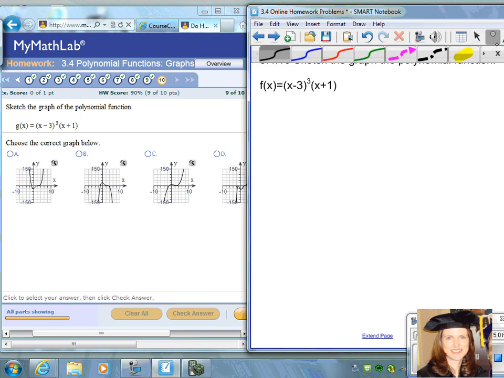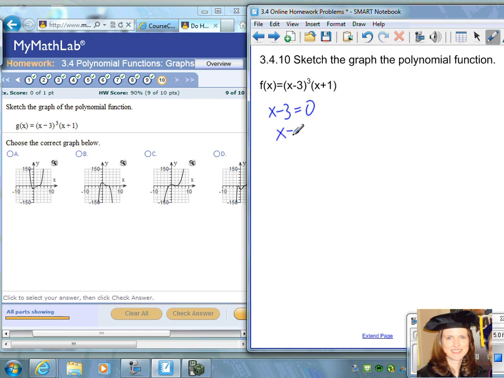When we follow the standard procedure, we want to graph the x-intercepts first. You're going to set each factor equal to 0 to find the x-intercepts. If you set x minus 3, that's one of the factors, equal to 0, you get x equals 3 as a 0 of the polynomial function. And set x plus 1 equal to 0, you get x equals negative 1. These are your x-intercepts.